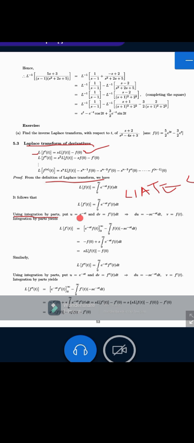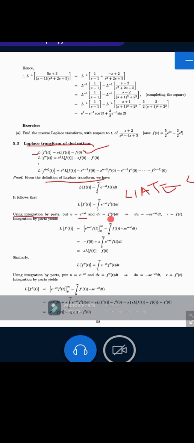We need to see which value we are going to choose to stand for u, following the LIATE rule. As you can see, we have chosen the exponential because it is the one which is appearing first. That's why we let u be exponential minus st.